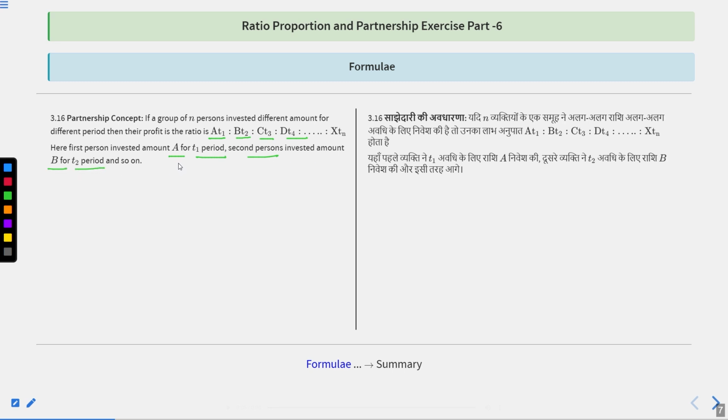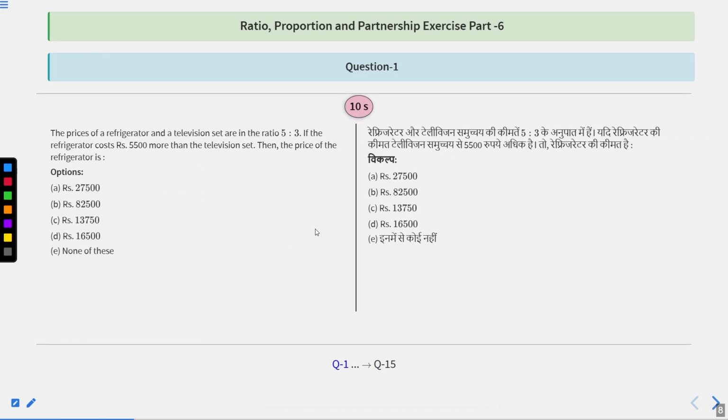Okay. Now let's see some questions. The first question: the prices of a refrigerator and a television set are in the ratio 5:3. If the refrigerator costs 5,500 more than the television set, then find the price of the refrigerator. You have 5 options and 10 seconds to analyze the question. Your time starts now.